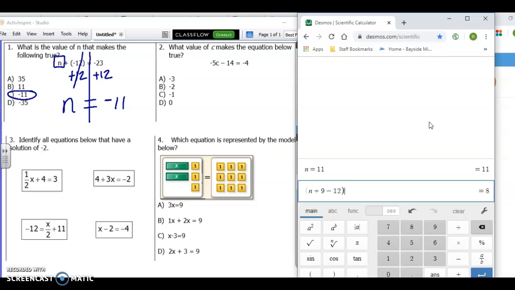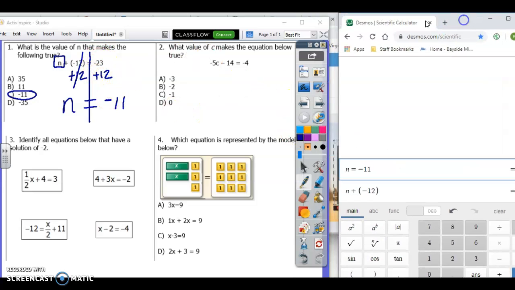Uh-oh, what did I do here? Oh, I forgot to hit the parentheses here. And I also typed in 11 instead of negative 11. So we end up with negative 23, which is the correct answer. So we know we got that right.